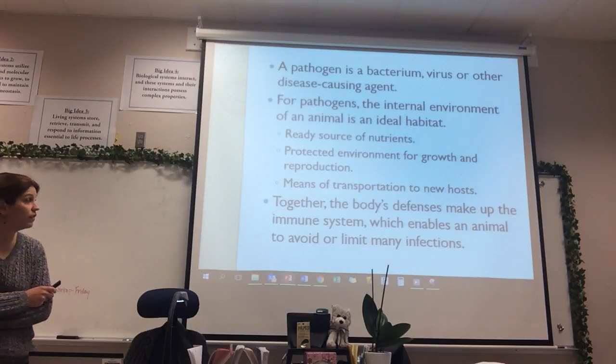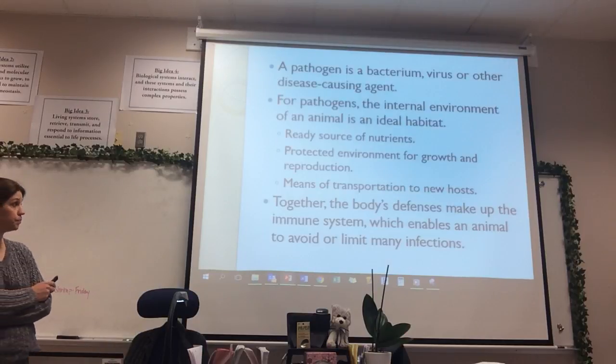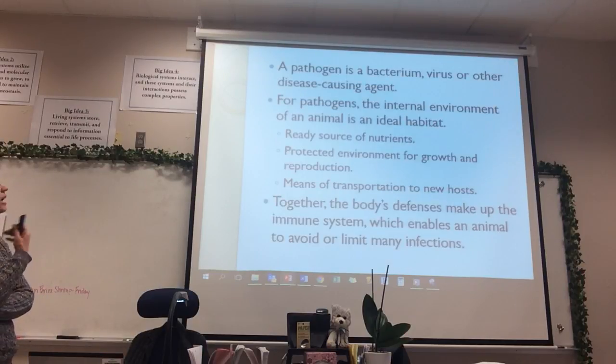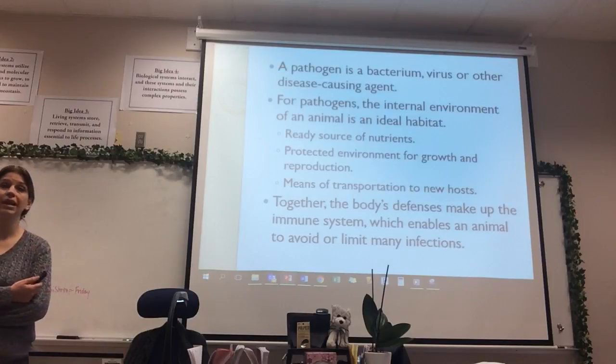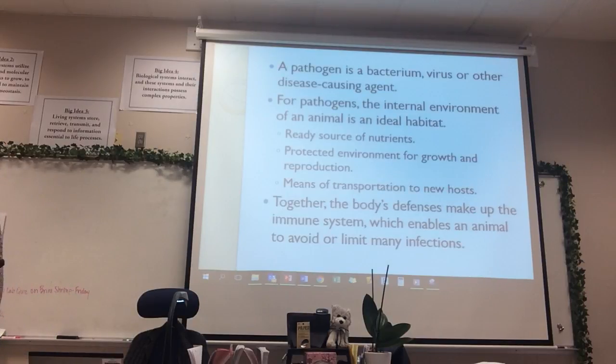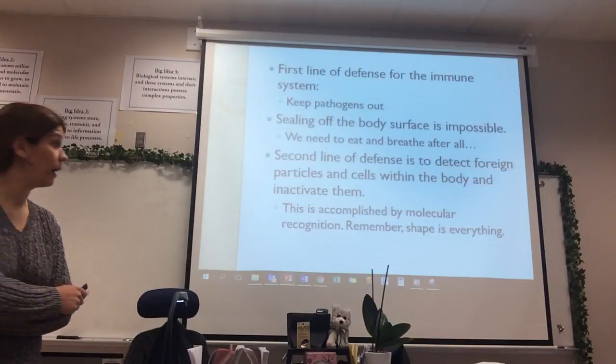So together, all of your defenses make up the immune system. The immune system enables an animal to avoid or limit many infections. And you might be like, well, that's kind of not true, as Chris coughs, right? Because we get sick. Sometimes, some of us more than others, we get sick, right? So clearly the system has its flaws. But we're going to go through and we're going to talk about that.